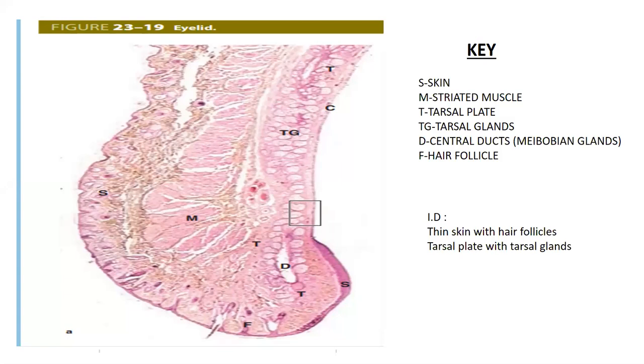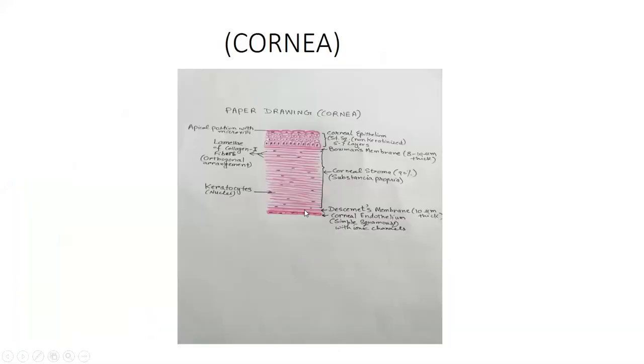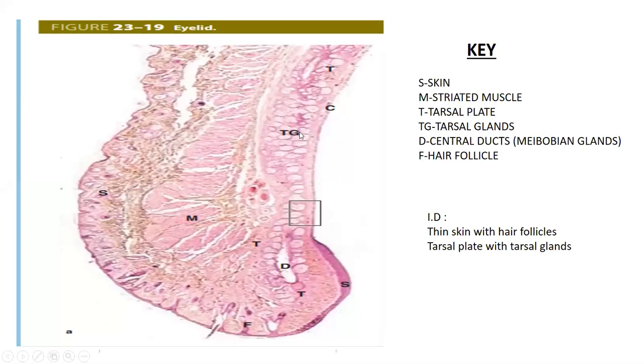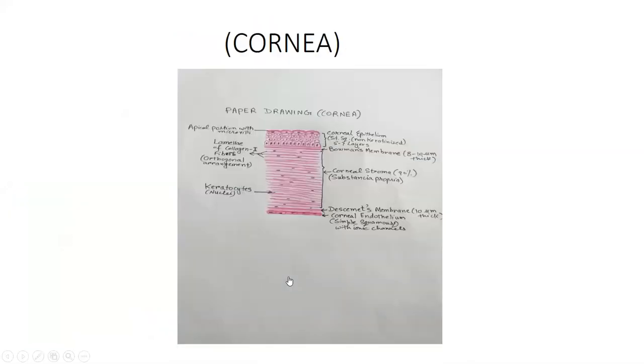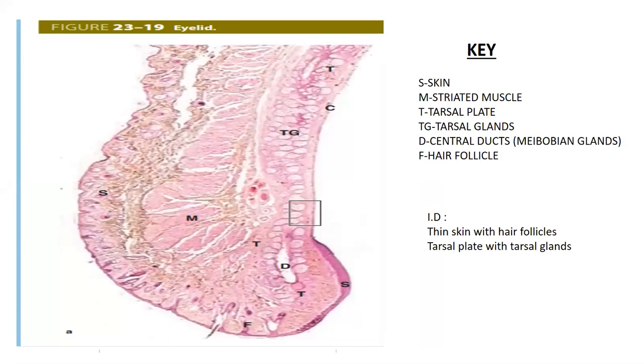So the main identification: in between there is muscle, that is skeletal muscle and a few strips of smooth muscle. On the outer side there is skin with hair follicles, and on the inner side there is the tarsal plate with tarsal glands and ducts. Okay, so this is the structure of the eyelid.